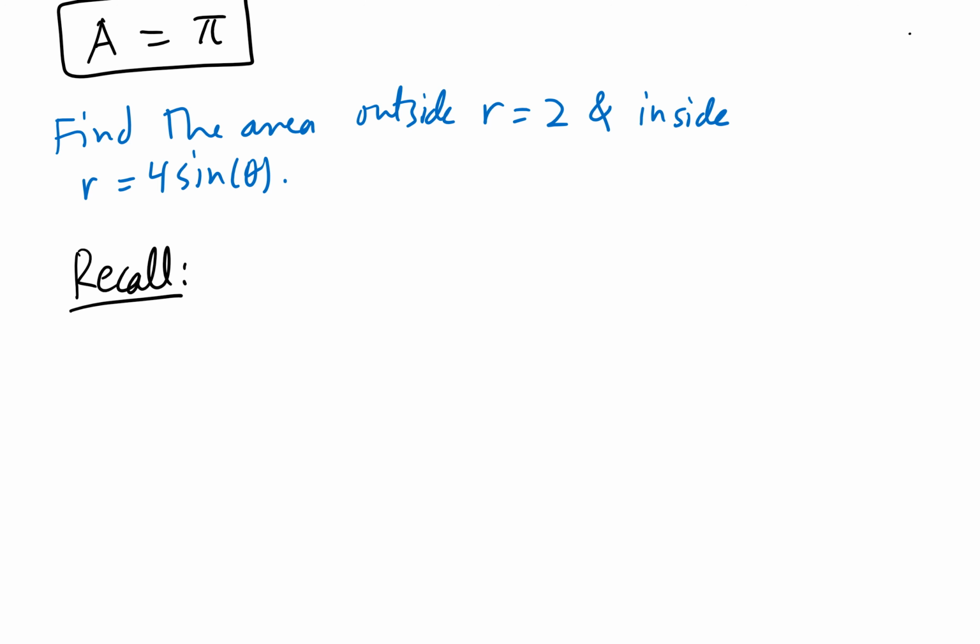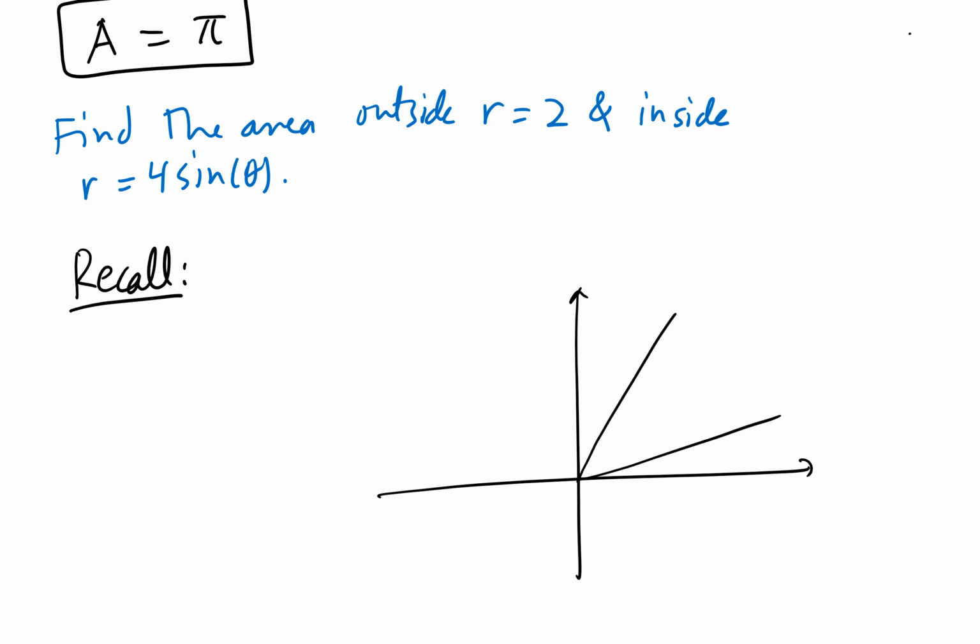Section 10.4, Part 2. We're going to recall what we did last time. We were focusing on finding the area in polar coordinates. So if we have a region like this, we would like to find the area of this, called this graph F.